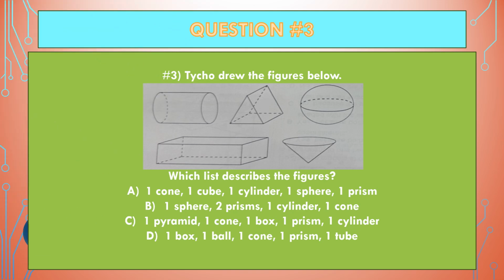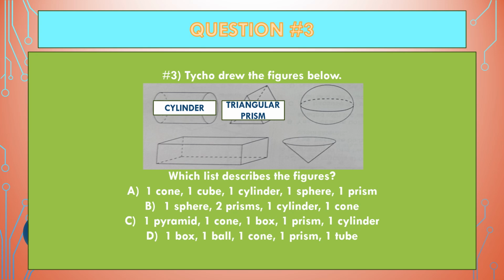All right, let's go ahead and name these shapes. So that very first shape at the top, what's the name of that shape? If you said cylinder, you are absolutely correct. Now let's look at the shape right next to it. Do you know the name of that shape? If you said triangular prism, you are absolutely correct.